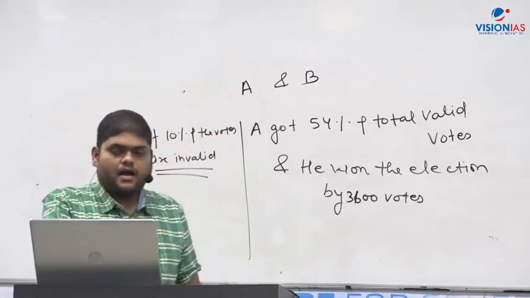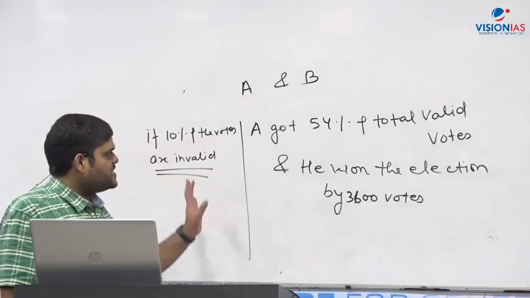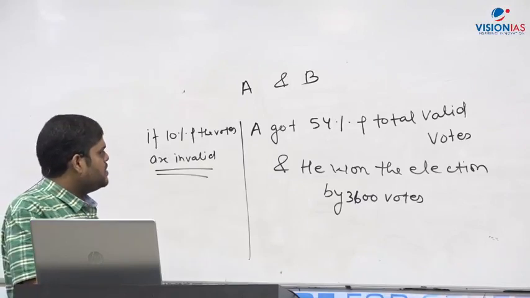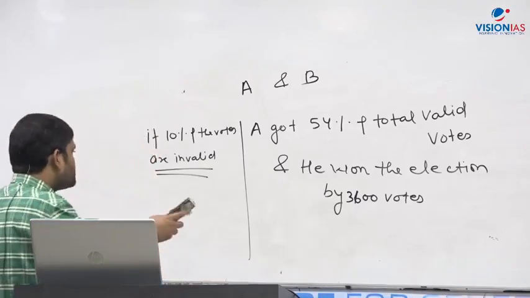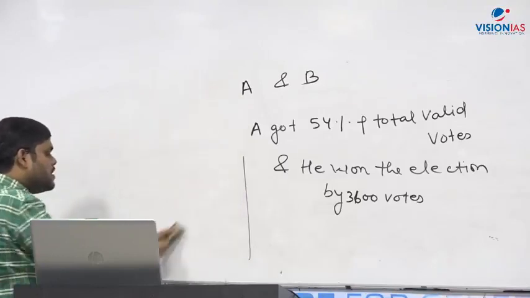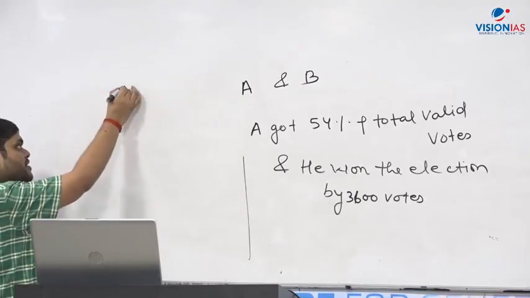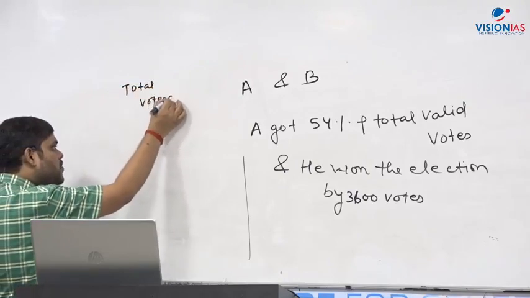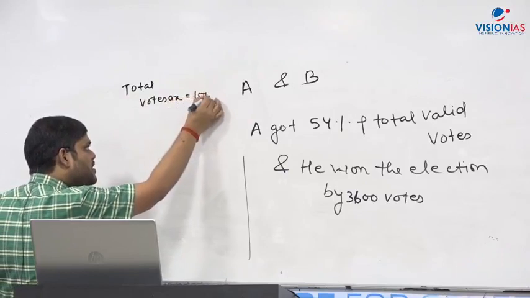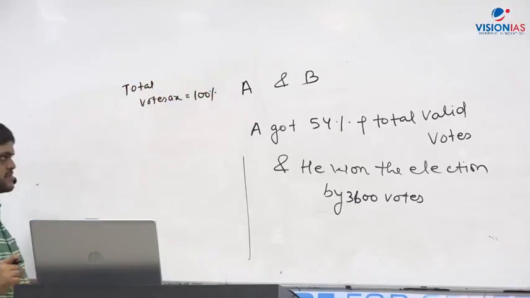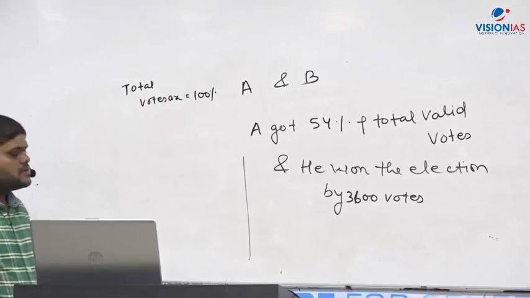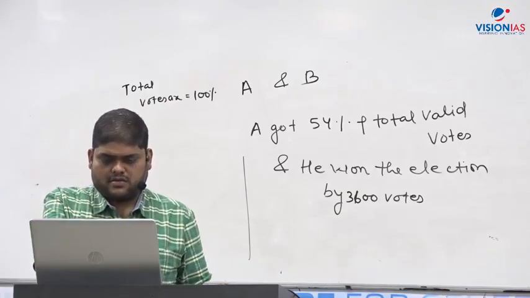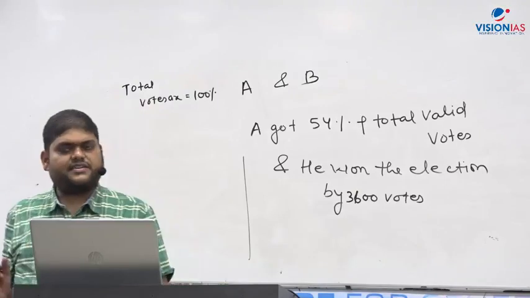Okay. Now again try to understand the language, a simple case of successive decrement and increment. Let's say the total votes are 100%.